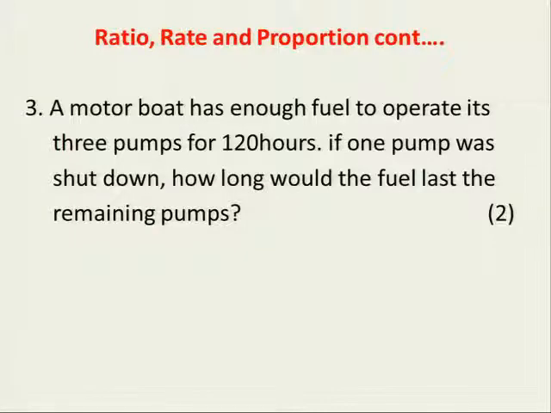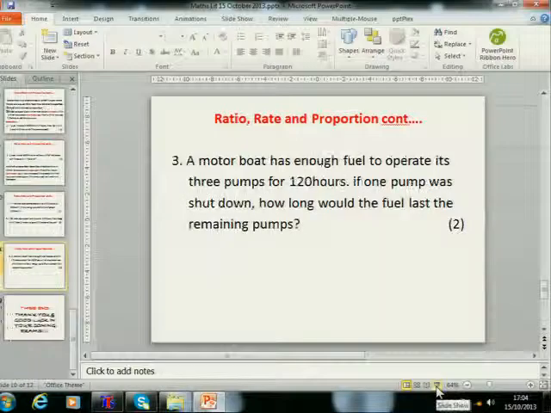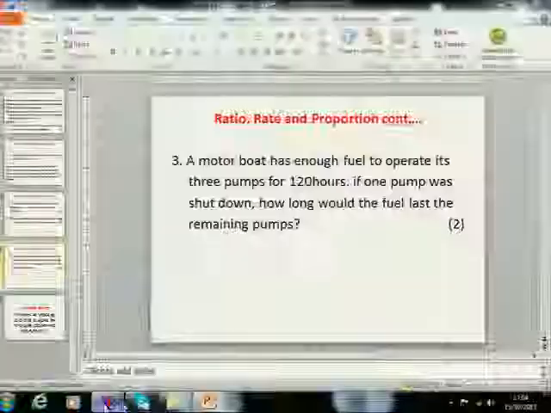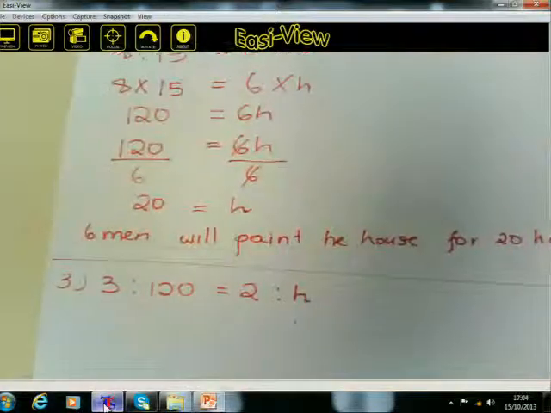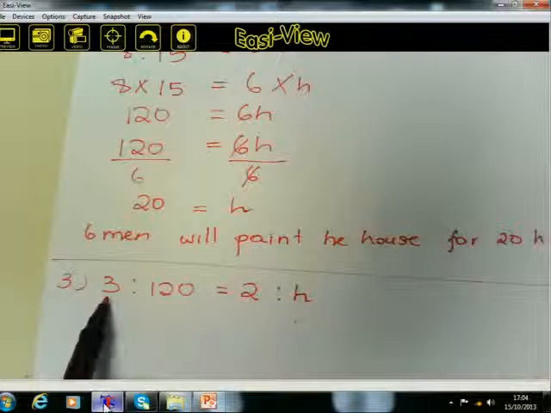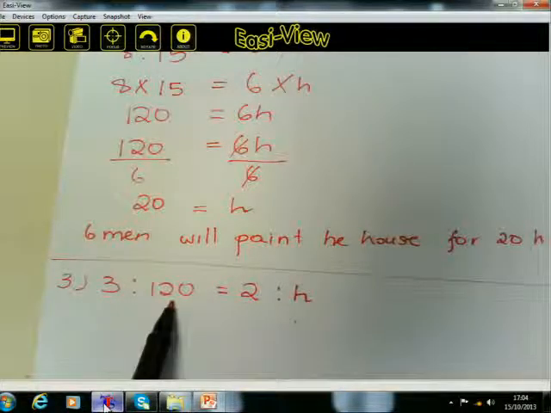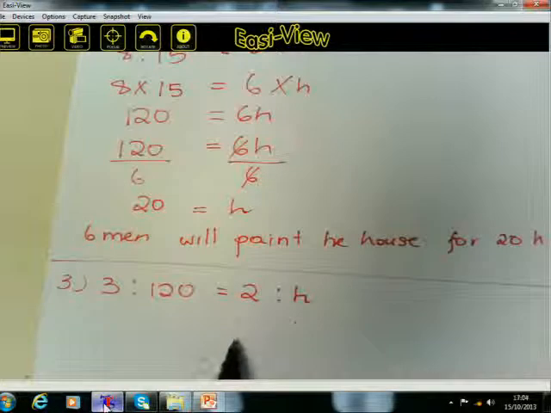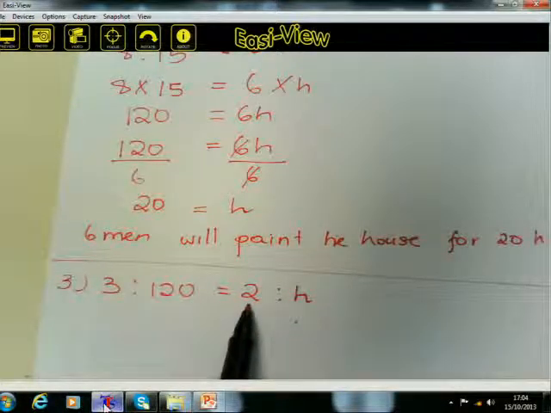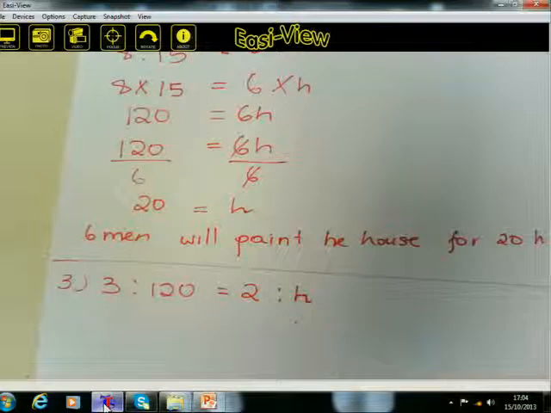The last question. A motorboat has enough fuel to operate its 3 pumps for 120 hours. If one pump was shut down, how long would the fuel last the remaining pumps? Let's answer the question. What we have there, we're having 3 pumps at 120 hours, and then one was shut down, so that means we are left with 2 pumps, and we don't know how long it's going to take.